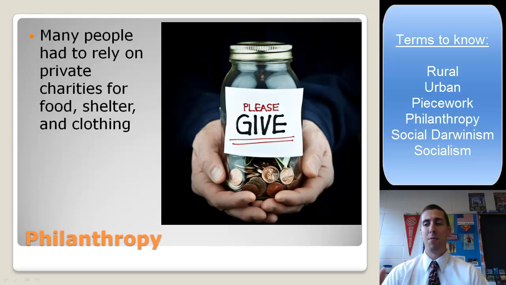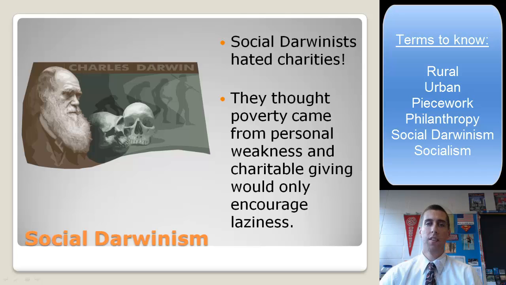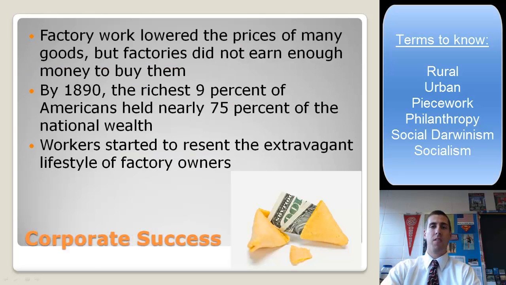Many people, since they're not able to get enough wages to put food on the table for their family, are starting to rely on private charities for food, shelter, clothing, a whole wide range of things because they just can't afford it. So you can hopefully guess from previous sections that social Darwinists absolutely hated charities. Remember, they believed in the idea of laissez-faire economics, hands off, that the strongest will survive and the weakest are meant to fail and they should not be helped. In fact, they thought that poverty came from personal weakness and that charitable giving is really not going to help someone out. It's really just going to encourage more laziness.